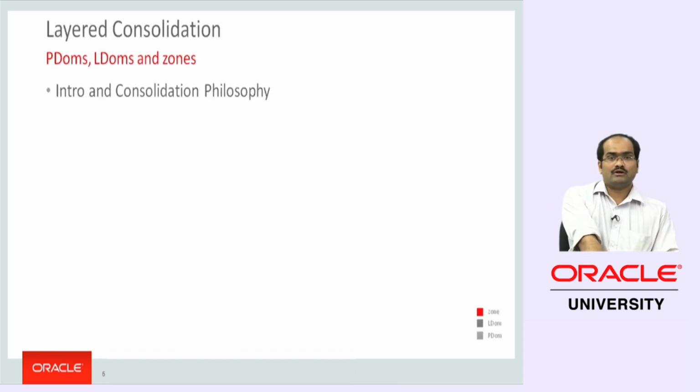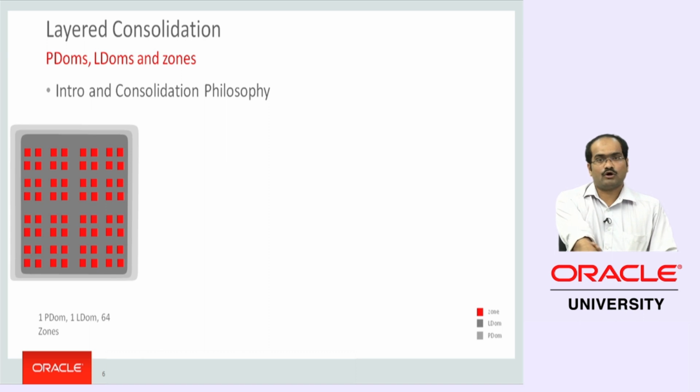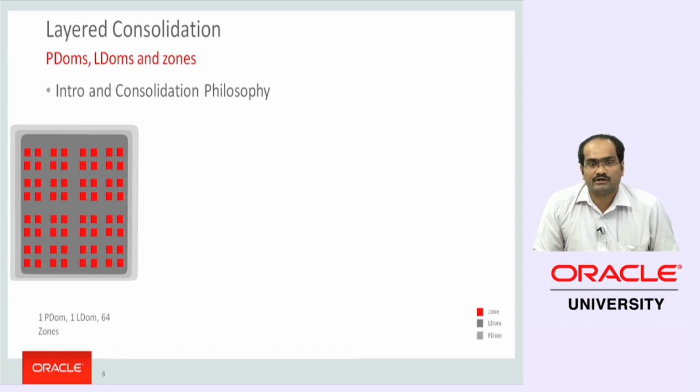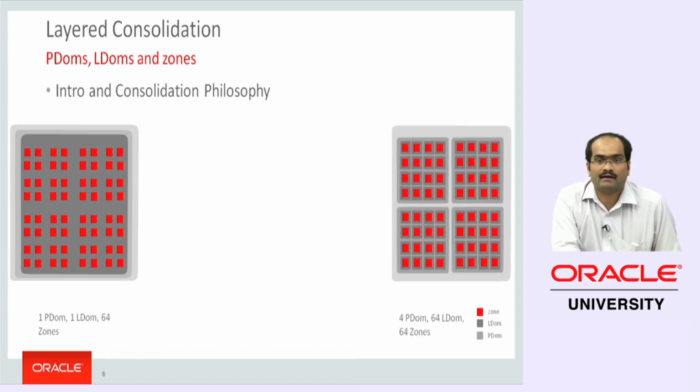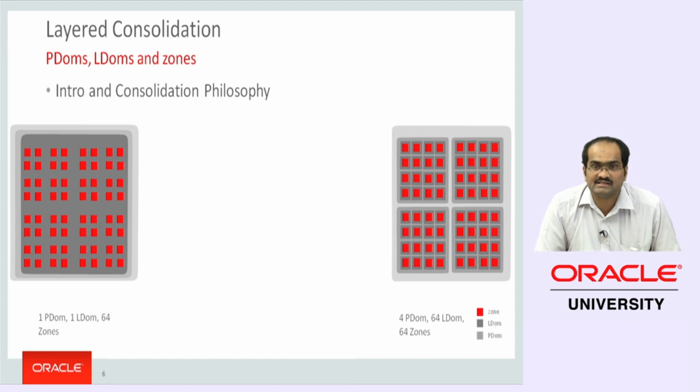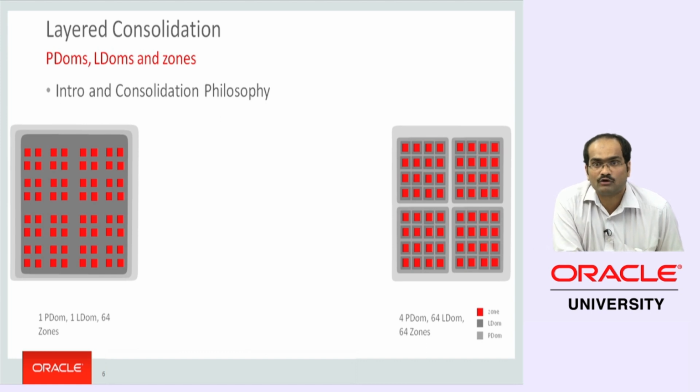After discussing all these three types of virtualization solutions, let's look at layered consolidation, a brief idea of how it looks. A single server with one PDOM, one LDOM and 64 zones. The red blocks represent the zones here. This is one kind of consolidation which is simple. On the right side is an example of a complex configuration where a single server is created with 4 primary domains, 4 dynamic domains, and with 64 LDOMs and 64 zones. This is a much more isolated environment.